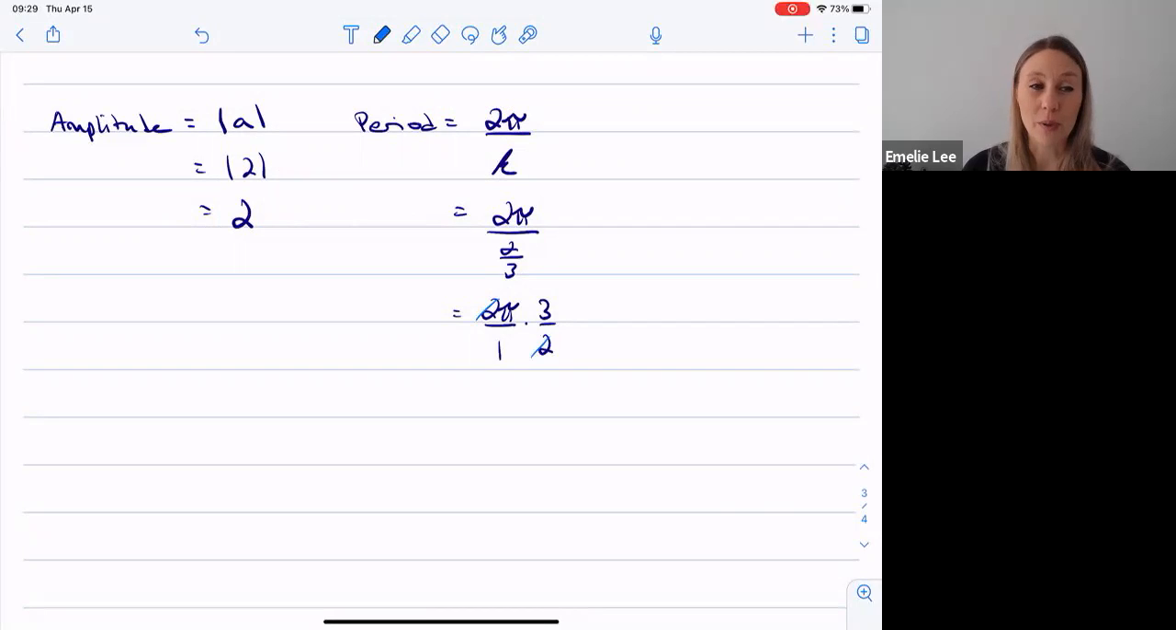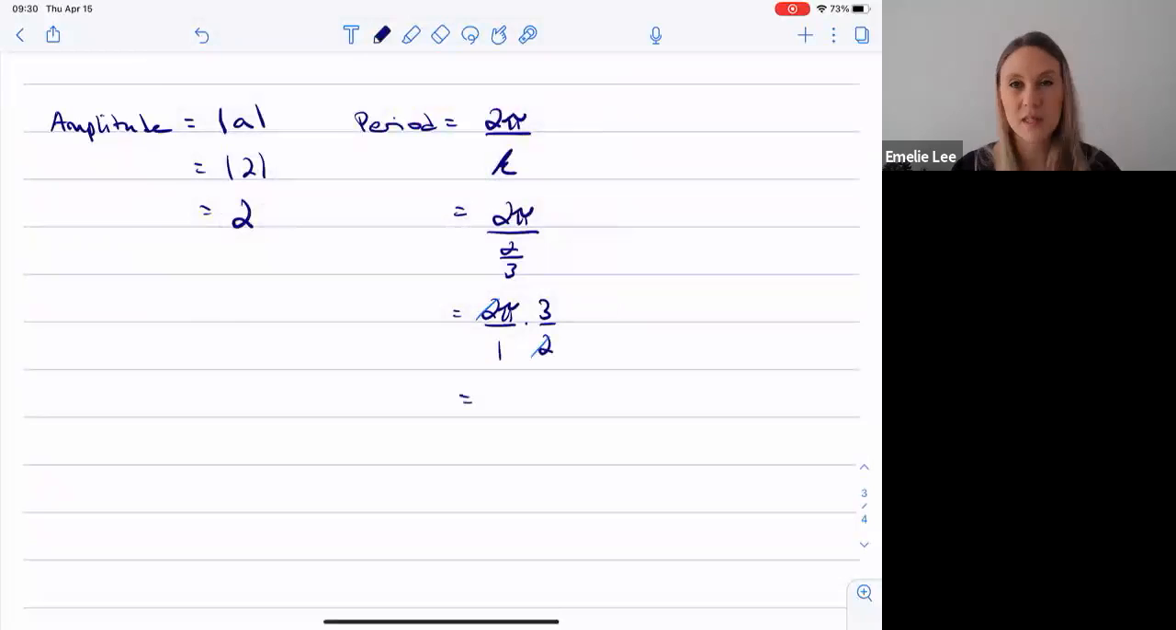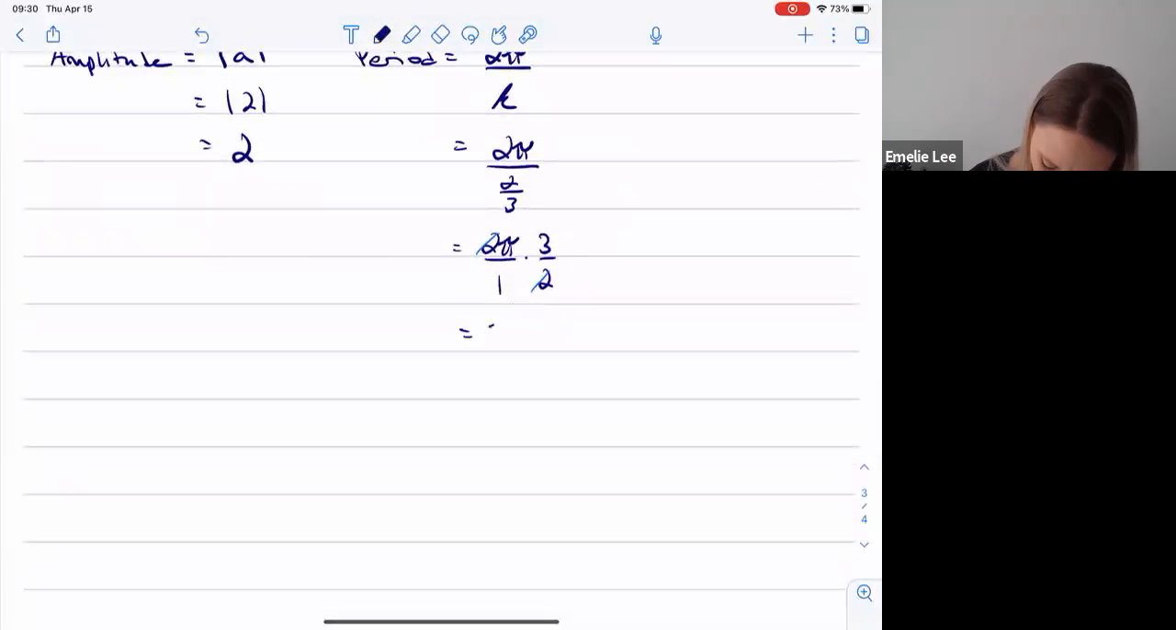So I have a period of 3 pi, meaning that it's going to take a distance of 3 pi. So now it's kind of stretched out in comparison to what we're used to, right? We usually take a distance of 2 pi to do a complete cycle, but now we're taking 3 pi to complete a full cycle. So now the period here is 3 pi.